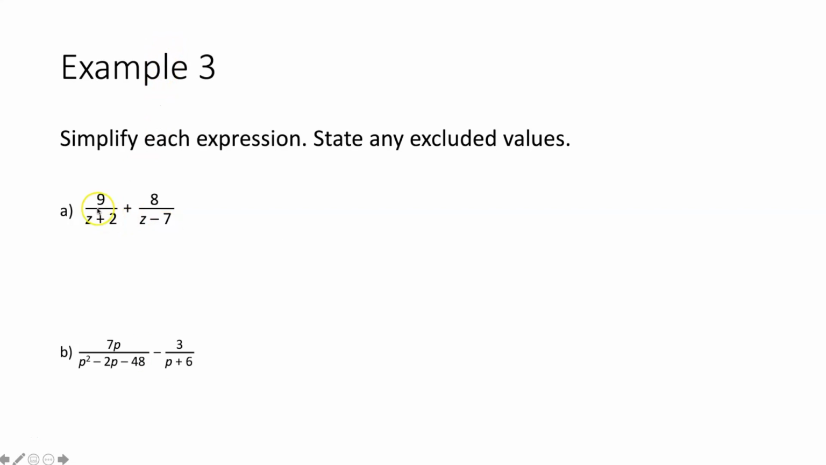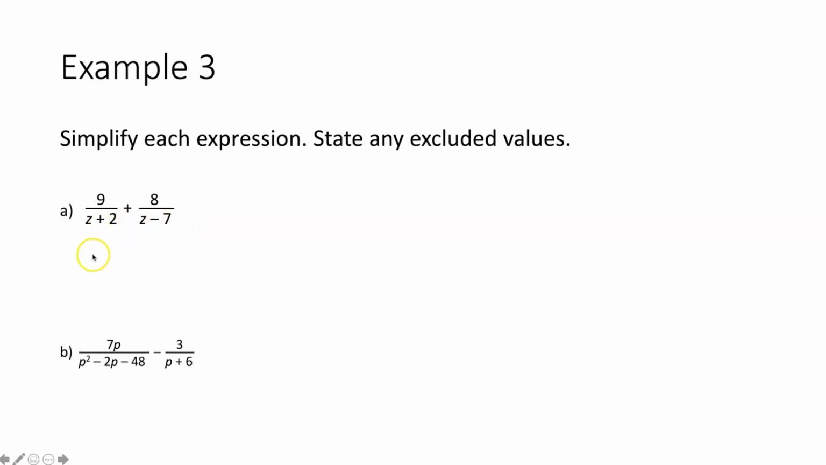Example 3, doing the same thing. We want to add these two rational expressions together. So we follow our steps. Step 1, we want to completely factor the numerator and denominator of each fraction. Done. Step 2, we want to state any excluded values. So what values of z would cause the denominator to equal 0? If you're not sure, just set the denominators equal to 0, solve for z.